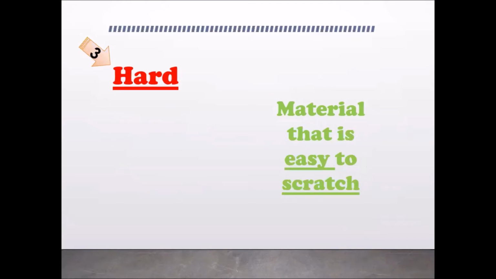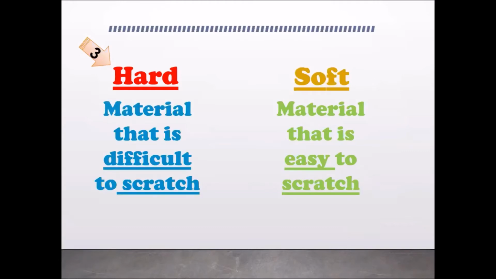The third property is hard and soft. Hard is the material that is difficult to scratch. Hard with D, difficult to scratch with D. So it's difficult to scratch it. The soft material is the material which is easy to scratch. S and S, soft and easy.